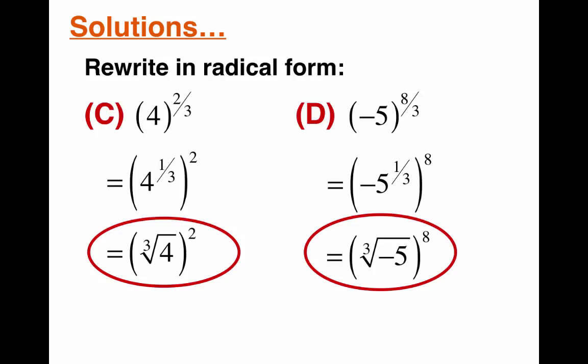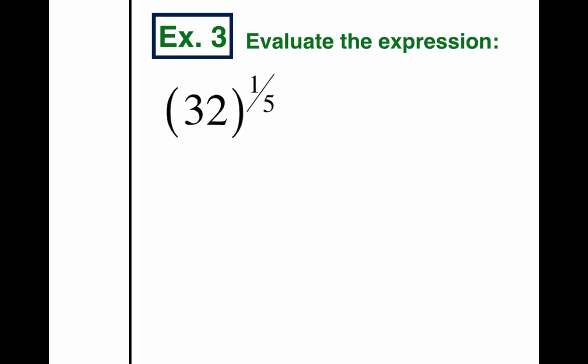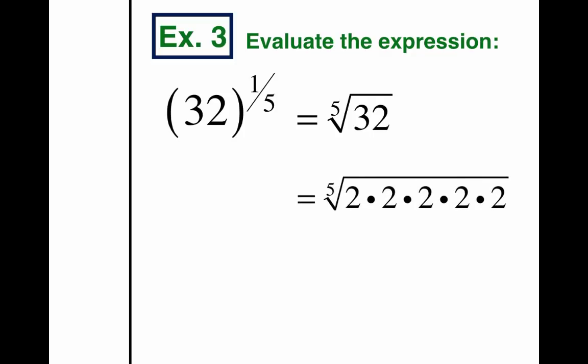Okay, so those are all rewritten problems, but let's do some evaluate examples. So here is example 3. Now the directions are going to say evaluate the expression. That means to simplify. Here's our problem, 32 to the 1/5 power. That means what's the 5th root of 32? What number, if we multiply it 5 times, would give you 32? Well, I think 2 times 2 times 2 times 2 times 2 is 32. So our answer is 2. That's our answer. We evaluated.